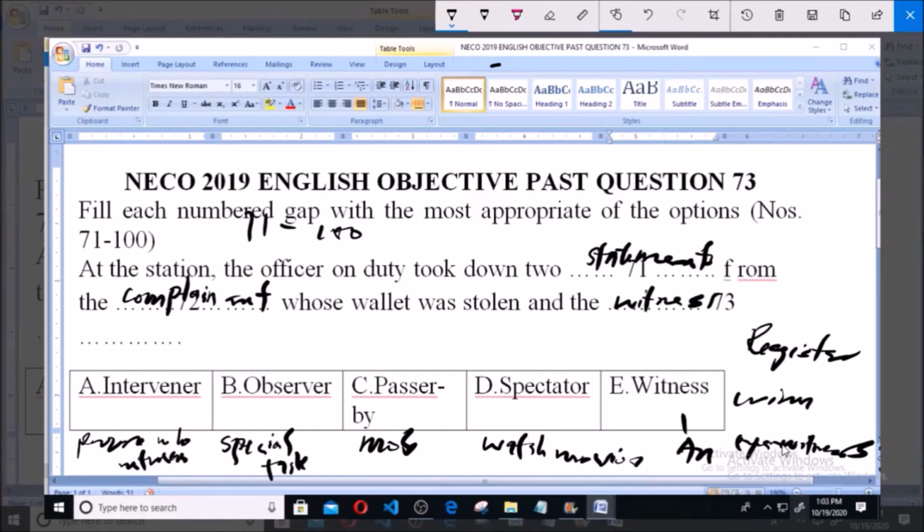Now you remember where we are coming from, these two statements. So one is for the complainant and the second statement is for the eyewitness. Somebody who was there when the wallet was stolen is an eyewitness. So option E is correct.